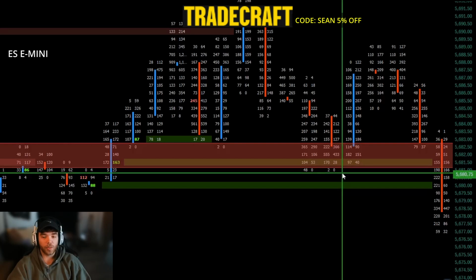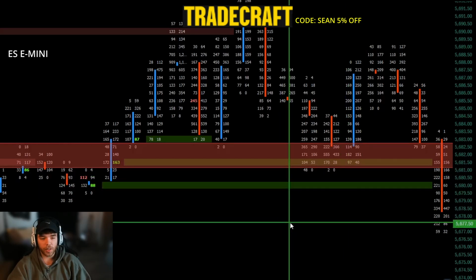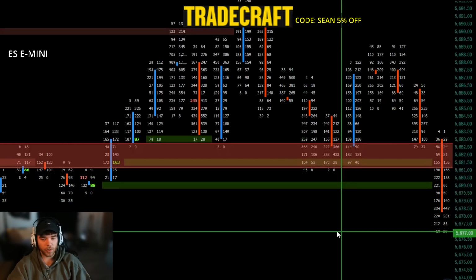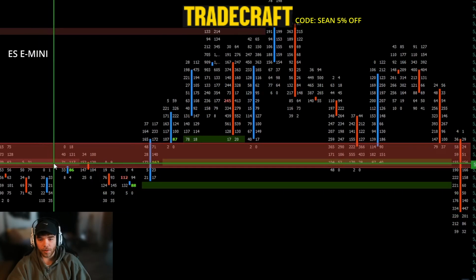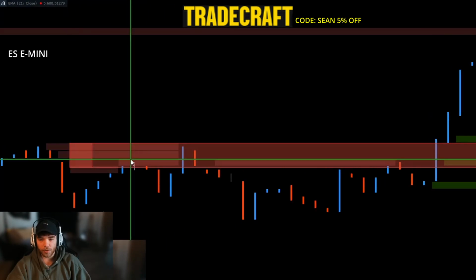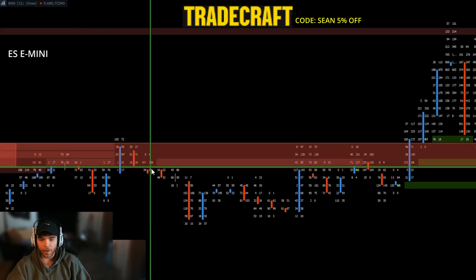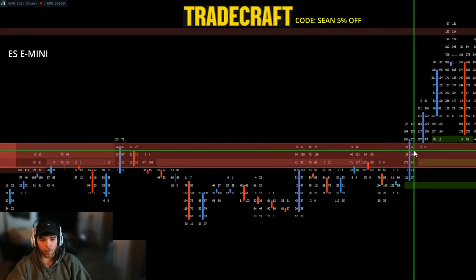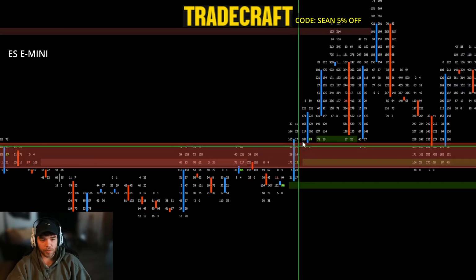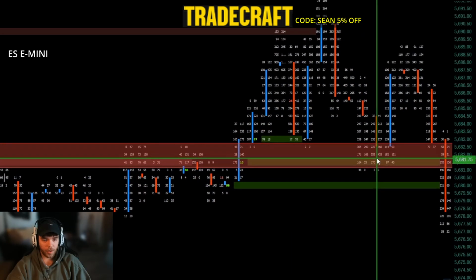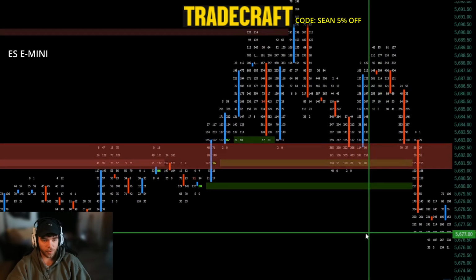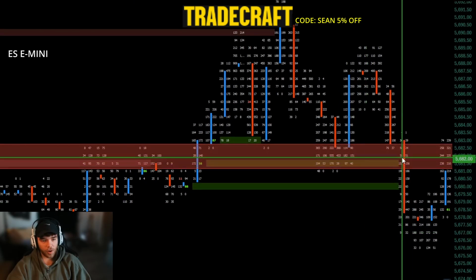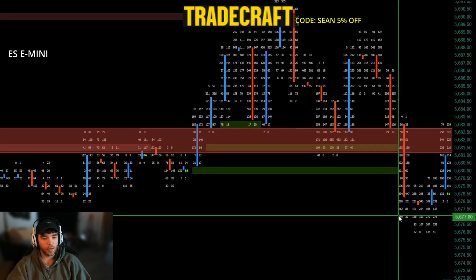I'll tell you, it's the sellers. Sellers are now objectively in control of the market. We're putting in good volume down here. The same area where sellers were initially in control back here, where they lost control, was the same area that buyers took control of. Now it's going to be the same area that sellers are going to defend once again.